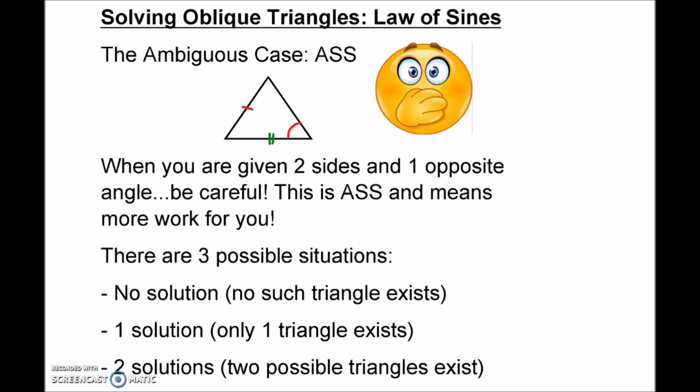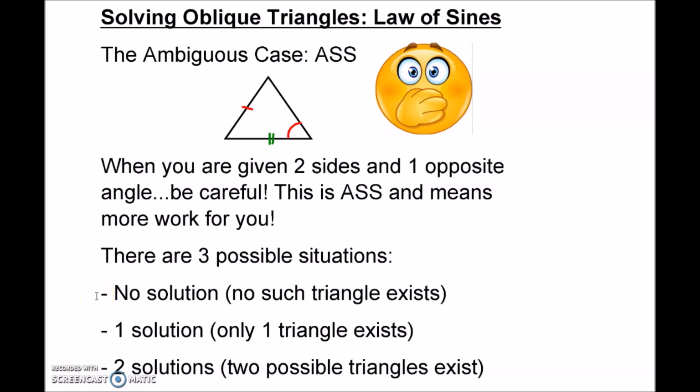Hey everybody, welcome back. Today we're going to keep going with law of sines, and we're going to talk more about the ambiguous cases, which happen when we have a triangle and we're given an angle and two sides. And of course that's when we get ASS, which you can remember is a bad word, which means it's going to be a lot of work for you.